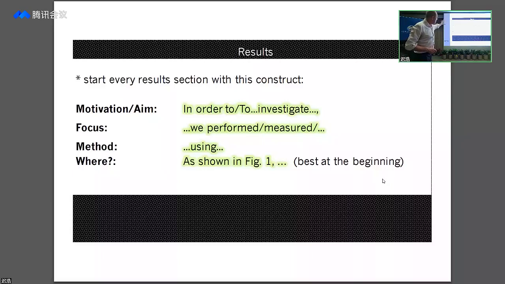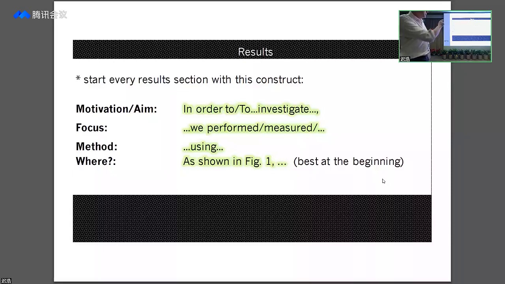You describe in the motivation, the aim statement: in order to investigate, or to investigate. The focus: we performed, or we measured, parameter XYZ. Method: using method 1, 2, 3. That is one sentence. Okay. Where to find the results? You tell your reader at the beginning, as shown in figure 1.